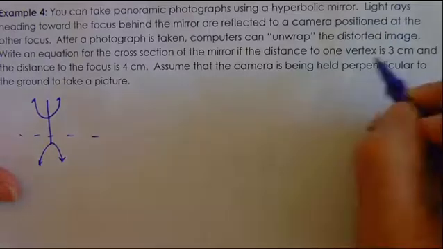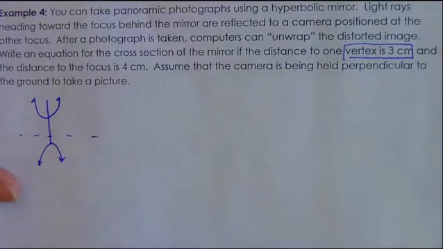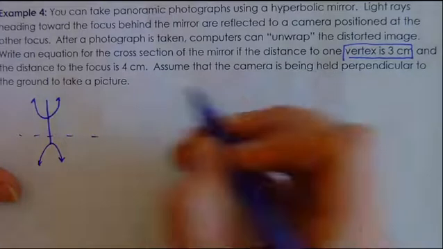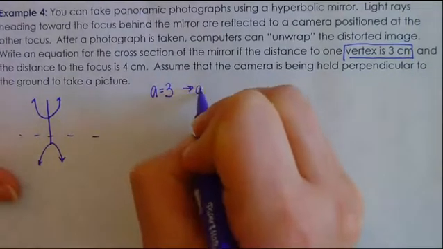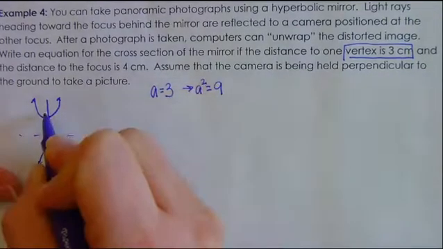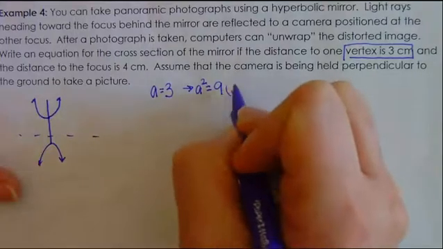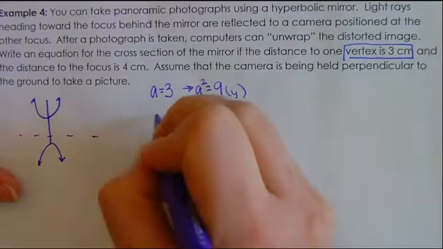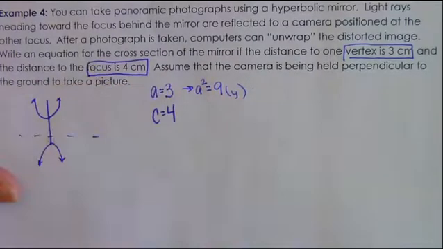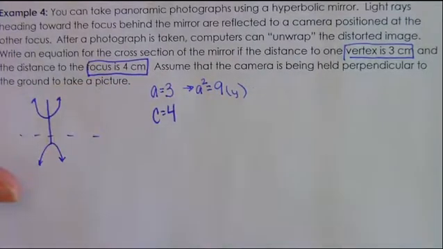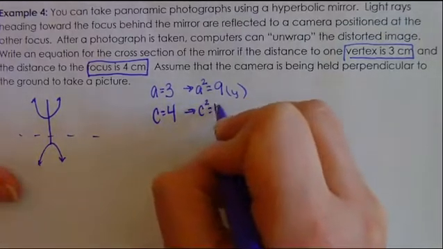Then we also are given information that one vertex is 3 centimeters from the center. So the vertex is your A value. So that's telling me that A is 3, which means that A squared is 9. And that's in the y direction because my hyperbola is opening in that y direction. So I can put a little y there. And then I know that C is 4 because right here it tells me that the focus is 4 centimeters away. So that means that C squared is 16.